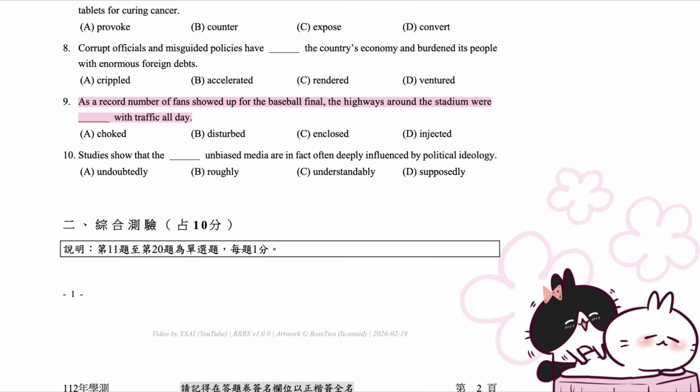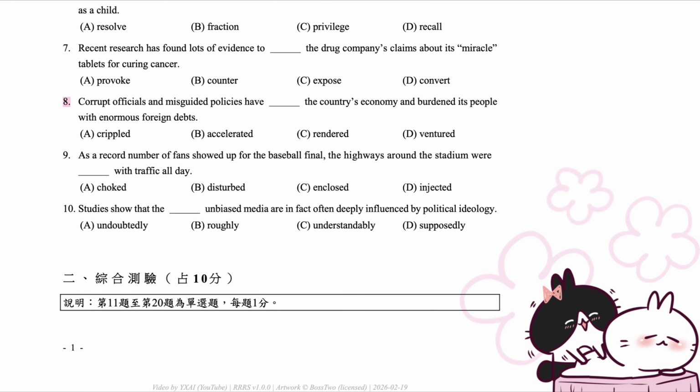9. As a record number of fans showed up for the baseball final, the highways around the stadium were choked with traffic all day. A. Choked. B. Disturbed. C. Enclosed. D. Injected. 8. Corrupt officials and misguided policies have crippled the country's economy and burdened its people with enormous foreign debts. A. Crippled. B. Accelerated. C. Rendered. D. Ventured.